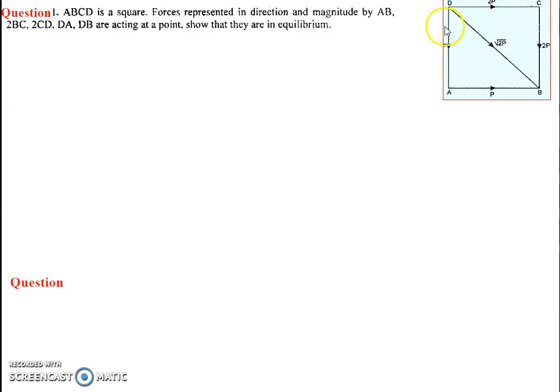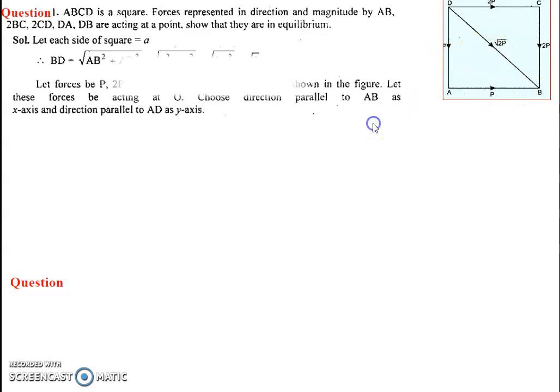CD is 2P. DA is equal to P, and DB is a right angle triangle hypotenuse, so we use this square plus this square and take the square root. Let the side of the square be a. DB is equal to the square root of AB squared plus AD squared, which is the square root of 2a squared, that is root 2 a. Let the forces P, 2P, 2P, P and root 2 P act along the directions shown in the figure. Let these forces act at O.